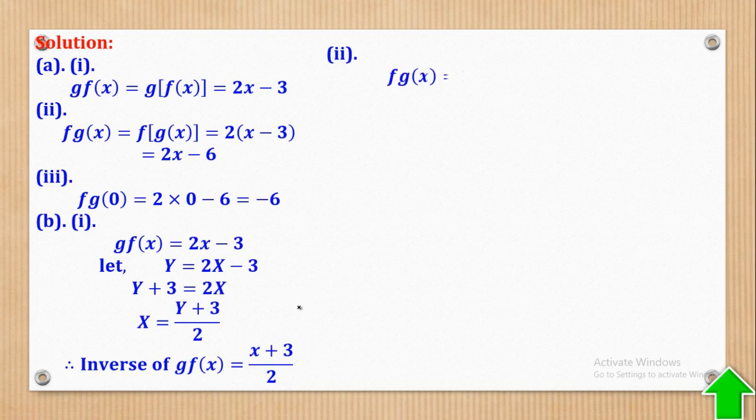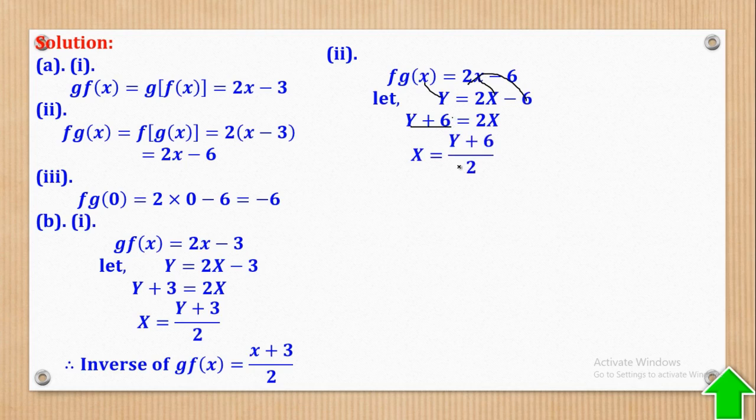Then for Roman 2, they wanted the inverse of fg(x). We know that fg(x) is 2x minus 6. Therefore, the first thing to do is to let capital Y be that and this one be capital X. The next thing is to make capital X the subject. So bring this one this side to come up with this. Then divide both sides by 2 to come up with that. Therefore, you state that the inverse is, where there's capital Y, you put small x. Now there is 6, there is 2 there. So that's what they wanted in part B.